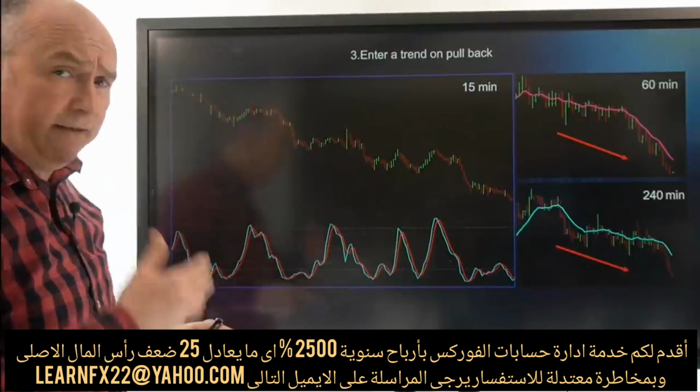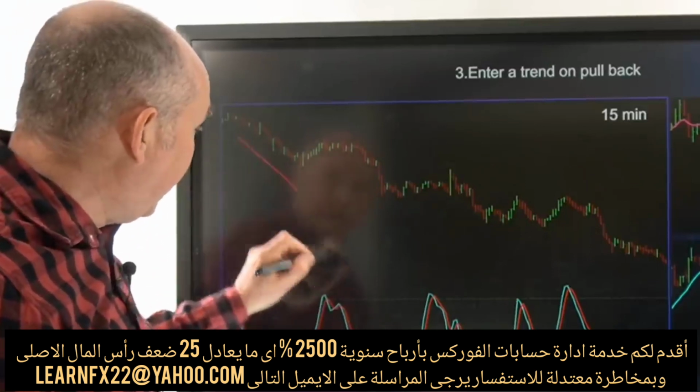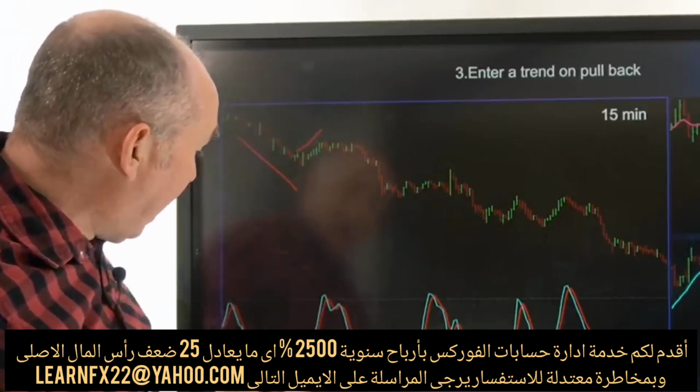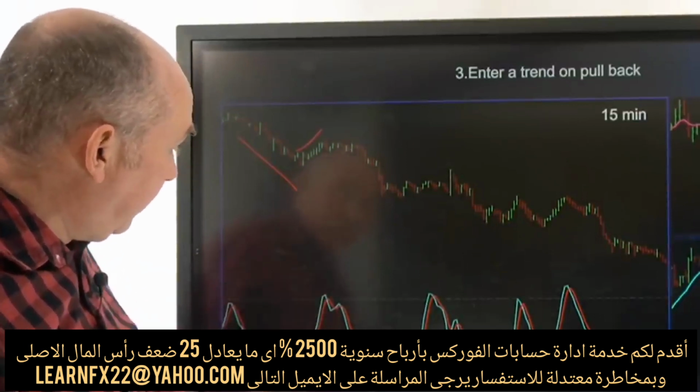So as we know, markets are never trending in one direction without a pullback. Here you'll see the markets are trending down. We have a little bit of a pullback, as you'll see reflected there by the stochastics and the D line moving up.